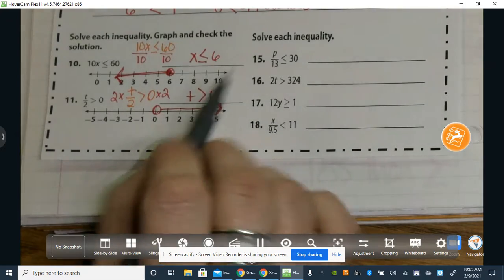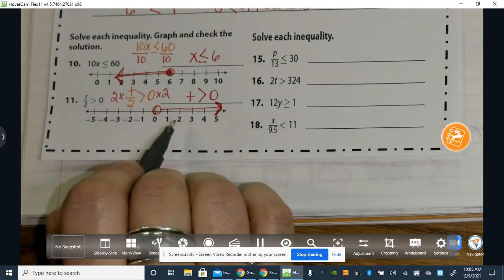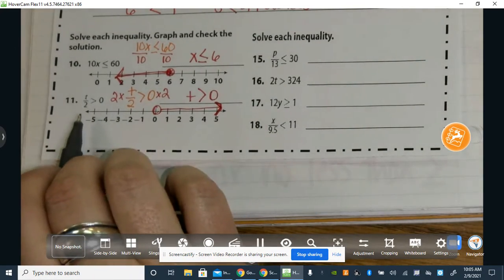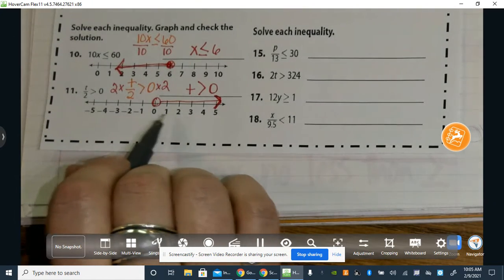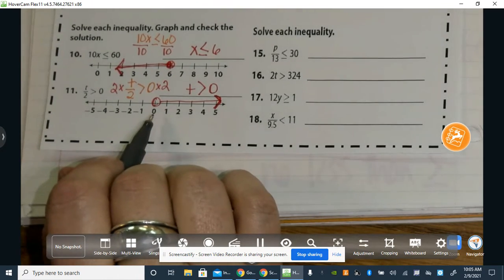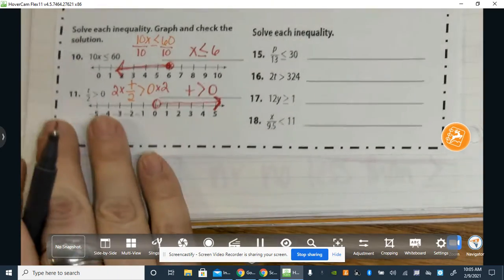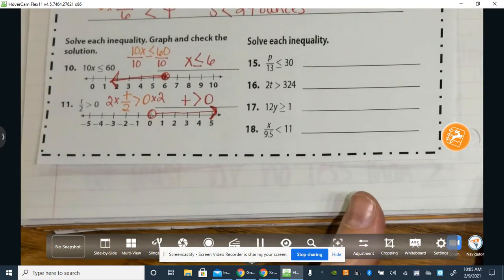And you can check this by looking at a number like, say, 2. 2 divided by 2 gives me 1, which is greater than 0. So there it goes. Okay? All right, so numbers 15 through 18, we're going to write over here on this side, the other side of the page.